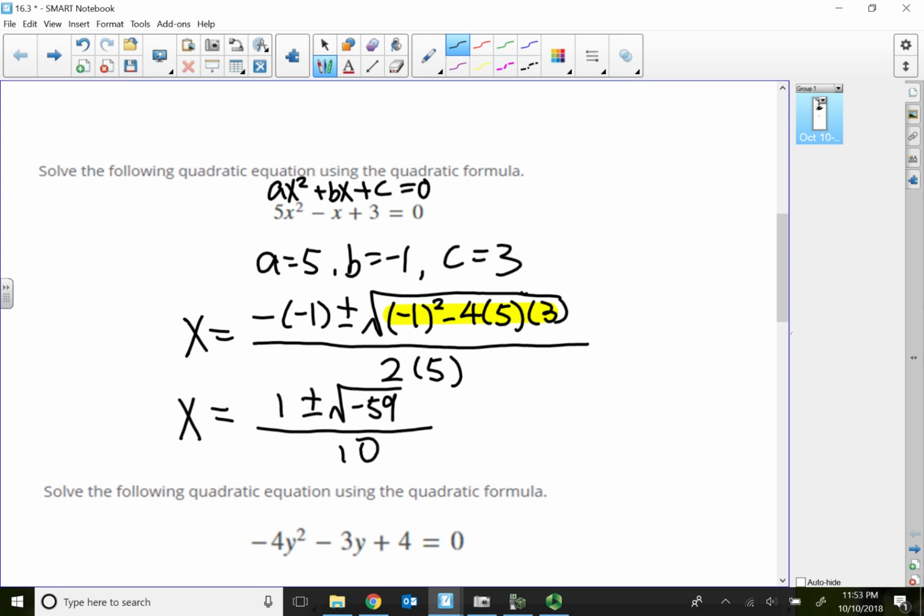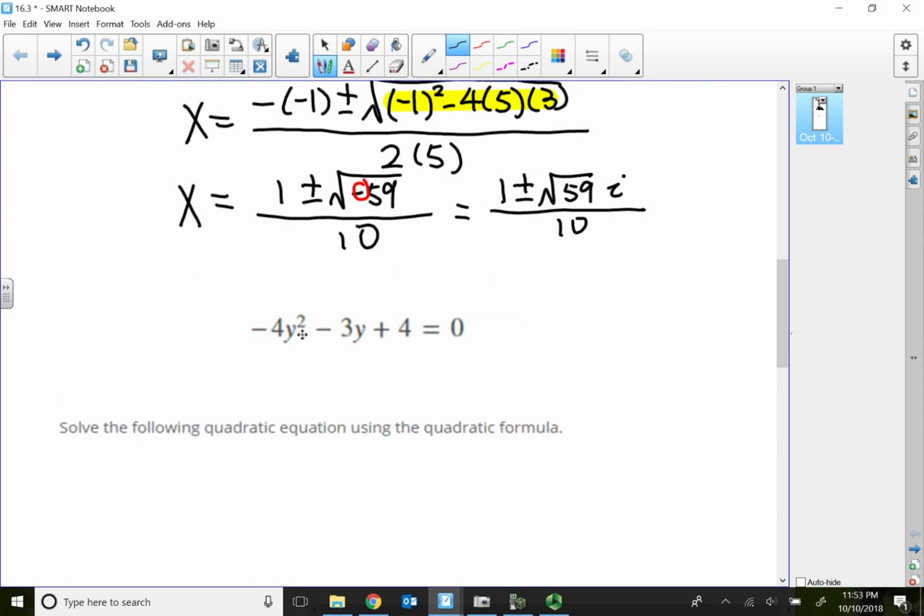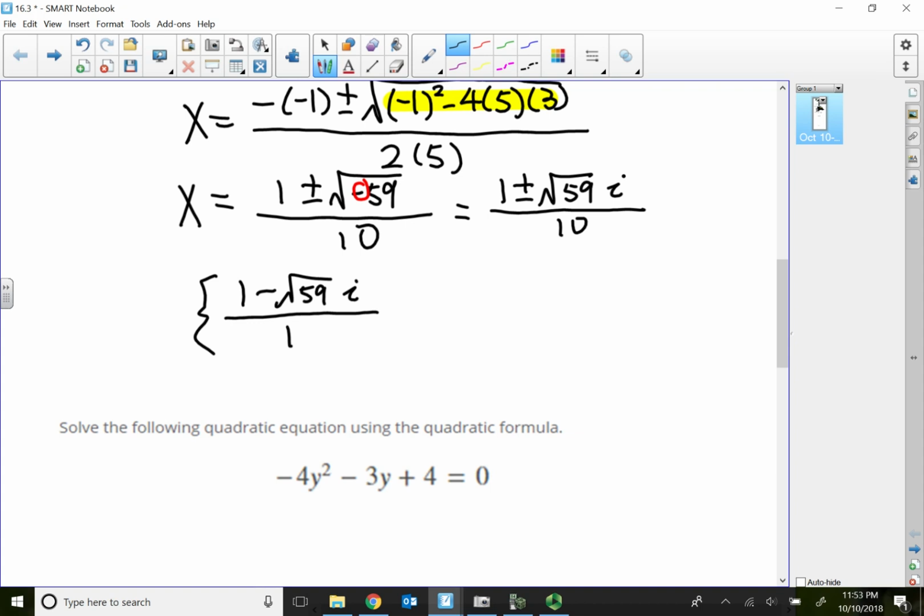59 cannot be broken down, but this negative sign can. The square root of a negative becomes an i. So my final answer is going to be 1 plus or minus the square root of 59, with i on the outside of the square root, whole thing over 10. If I write this in the solution set as two separate answers, then I will put 1 minus the square root of 59, and both those terms have to be over 10.